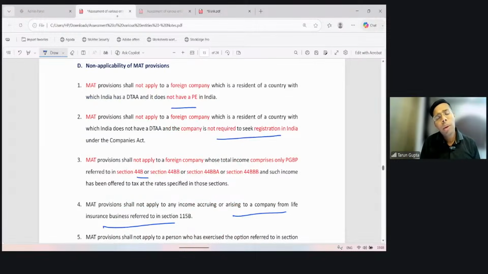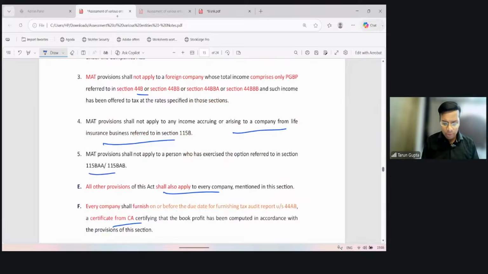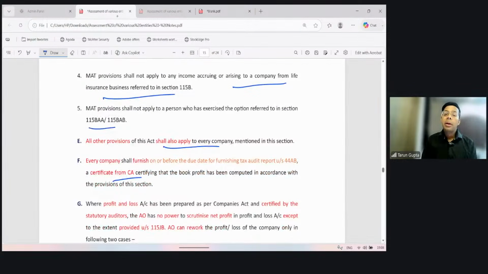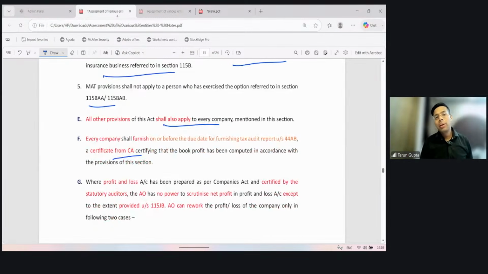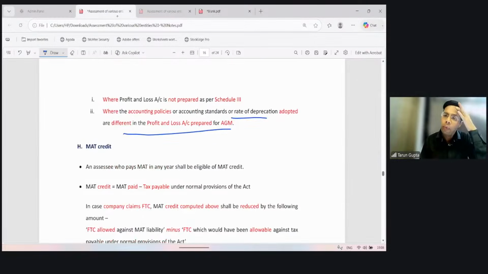Then MAT is not applicable to a foreign company which doesn't have a PE or which is not required to be registered in India as per the Companies Act, or which is offering income under the presumptive scheme, or any income from a life insurance business, taxable under section 115B. All other provisions of the Income Tax Act shall apply to the company which is paying tax under MAT. So this company is required to pay advance tax, etc. Any company on which MAT applies is required to furnish a certificate from a CA along with its tax audit report. And the AO cannot make any adjustment in the profit and loss account which is prepared as per the provisions of the Companies Act.